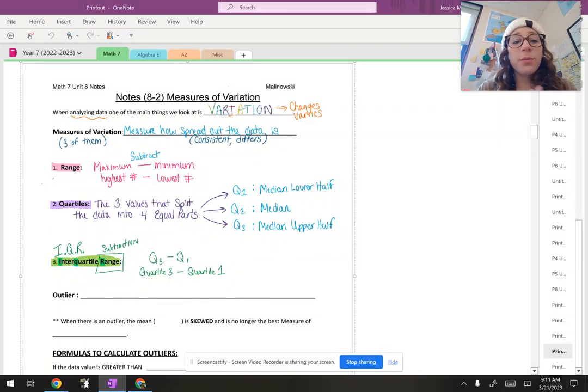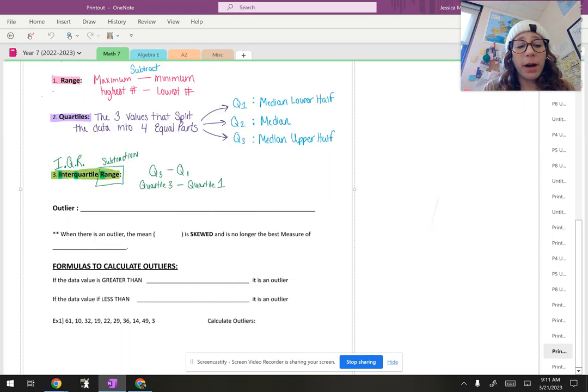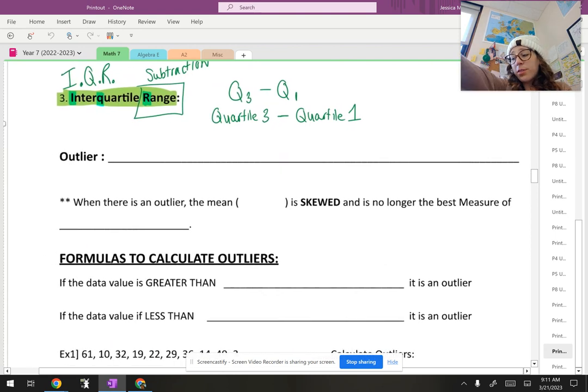Right, so we're continuing on with notes for 8-2, Math 7, on measures of variation. So up next, we're going to talk about an outlier and what an outlier is.